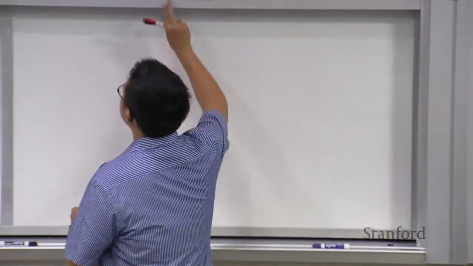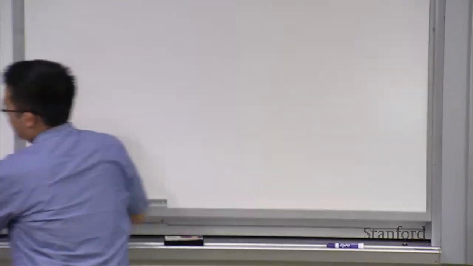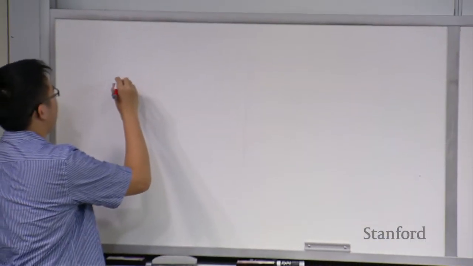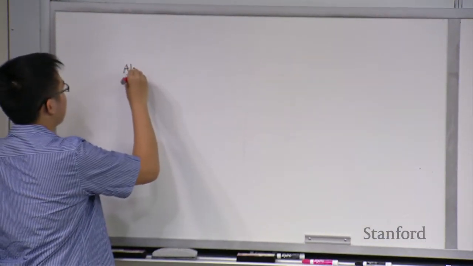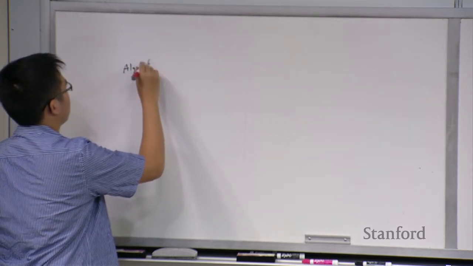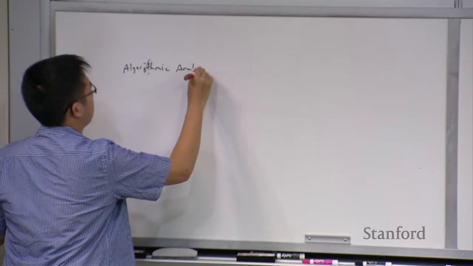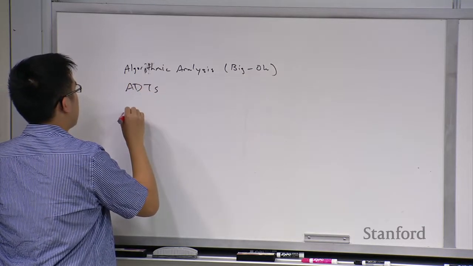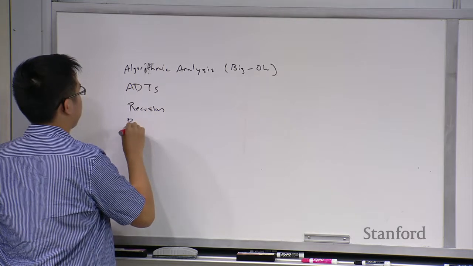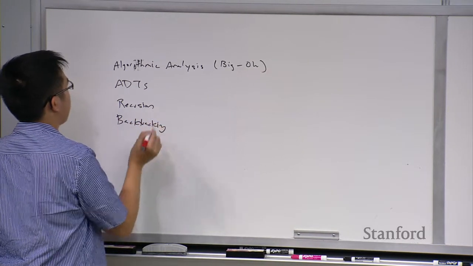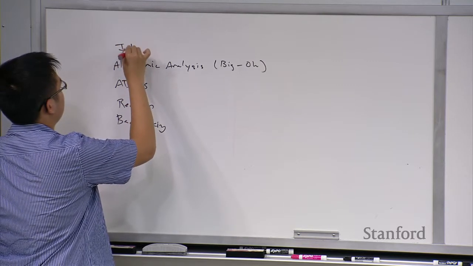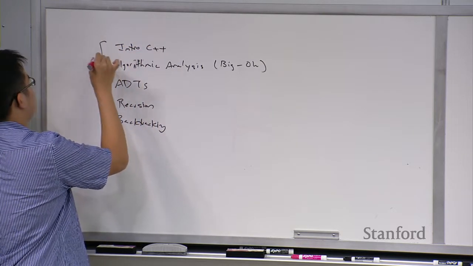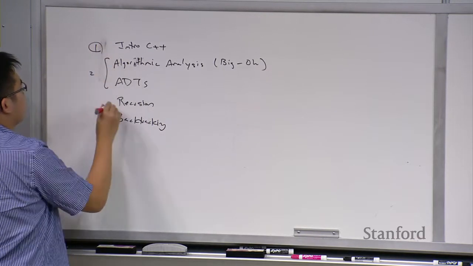Yeah. Pointers will not come up. Oh yeah, that's a good point. I forgot to do this in my last section, but let me write out the topics on the exam. It's pretty much going to look like this. There's 5 topics: algorithmic analysis, so big O, ADTs, recursion, backtracking. And also a little intro C++ thing. So kind of week 1, week 2, week 3, week 4.